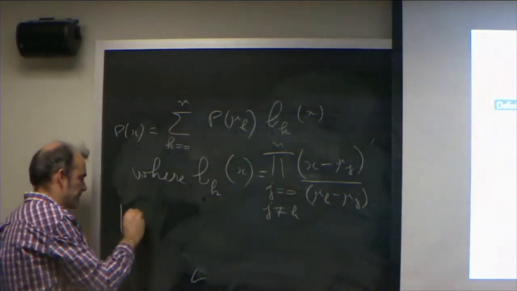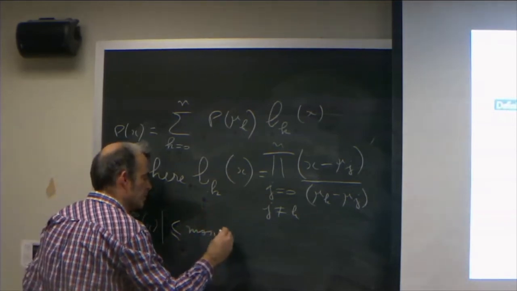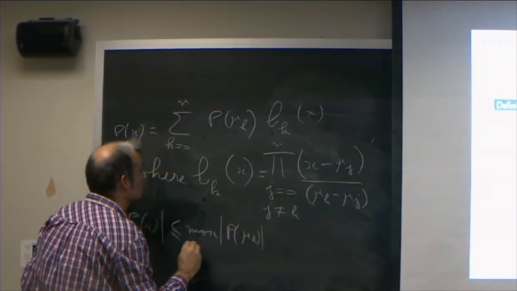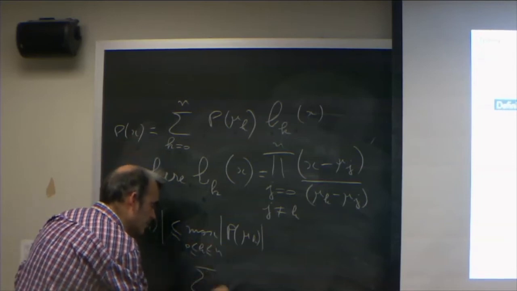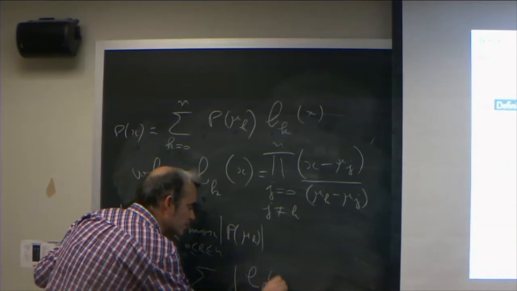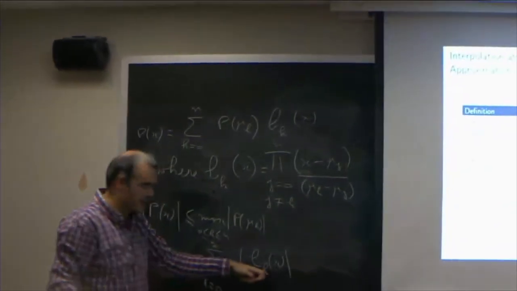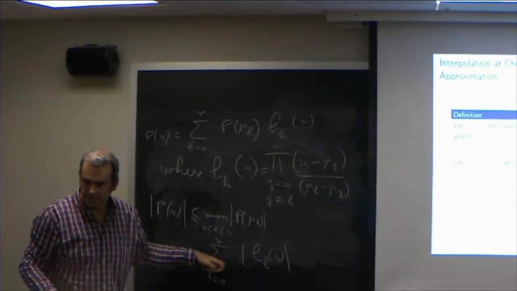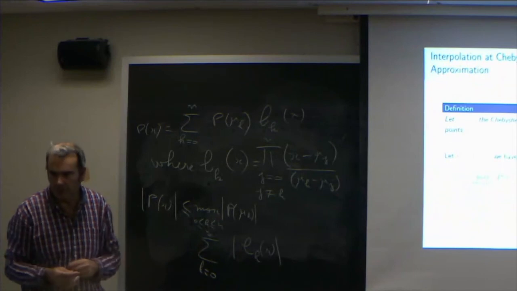Okay, so you have P of x that is smaller than the maximum of P and Q multiplied by the sum of the absolute value of L_k of x. Okay, and then bounding this sum, that's about log n. Yes. Okay. It's technical, but it's something that is feasible.